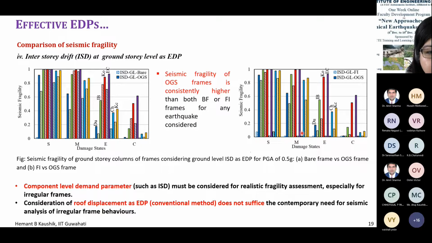Now, in contrast, if we use the interstory drift at the ground story, then the complete picture changes actually. Now you can see that these solid bar charts are always higher compared to the bare frame as well as the fully infilled frame. This clearly shows, for example, look at here. This is the fully infilled frame, the shaded bar, and this is the open ground story. See how different the seismic fragility is for each of these cases. Now, this is realistic. We see that fully infilled frames during earthquakes don't collapse.